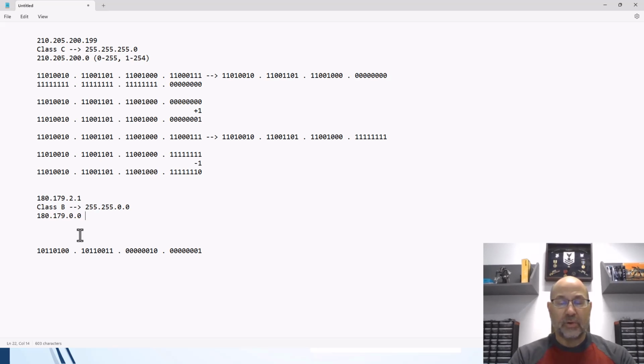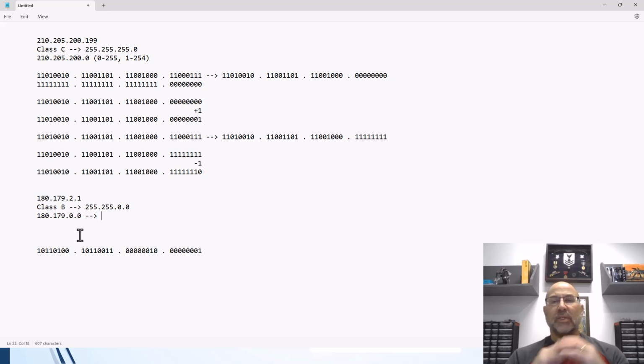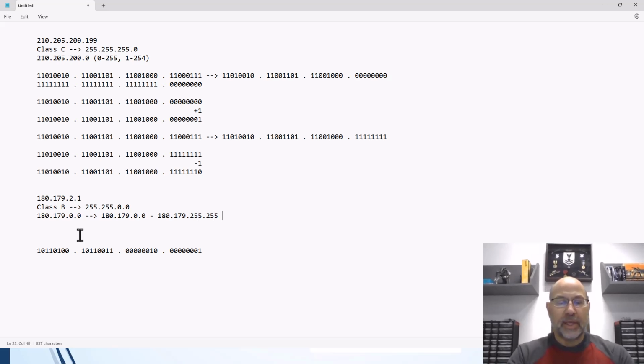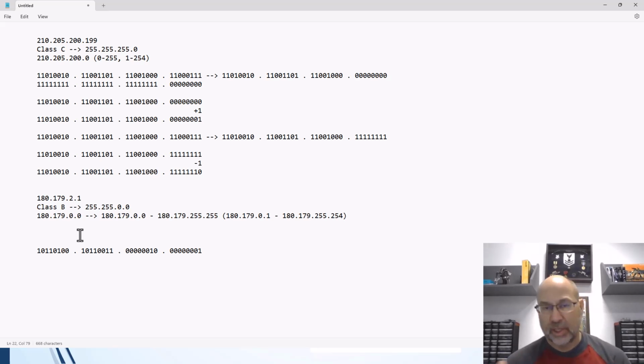And the range of hosts, I just say, well, what's the range that's possible in this particular network? Well, it's 180.179.0.0, and that goes all the way to 180.179.255.255. The usable, of course, would be 180.179.0.1 to 180.179.255.254. So these I know because we've been doing this a million times.